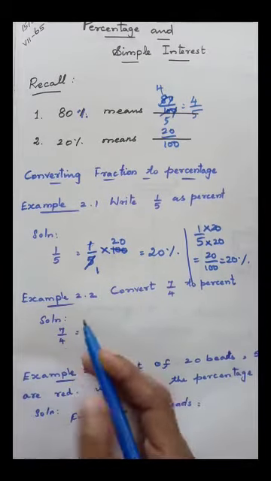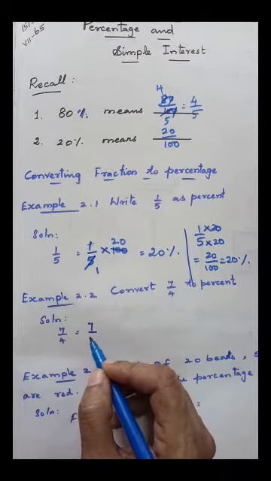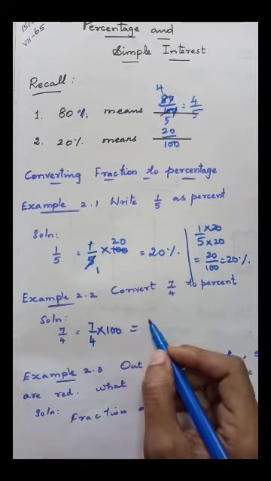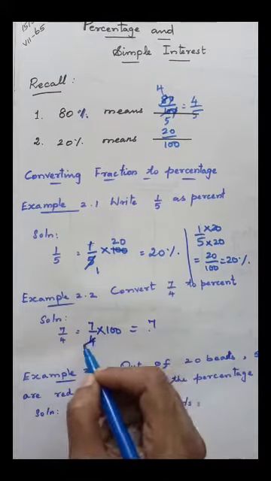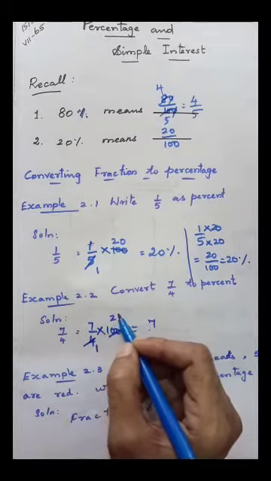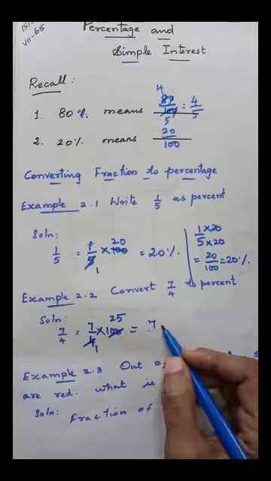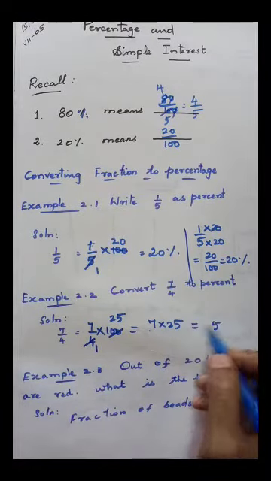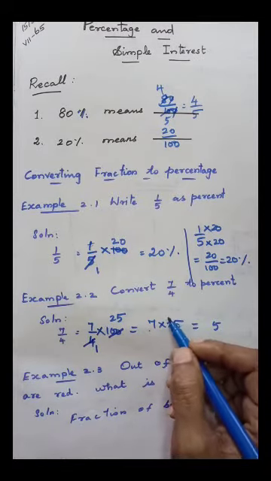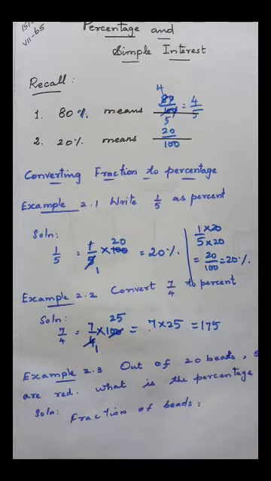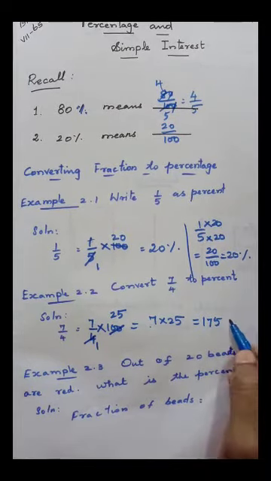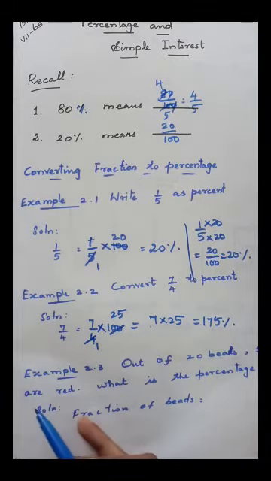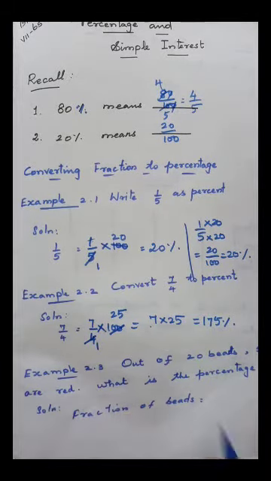Okay. Example 2.2. Convert 7 by 4 to percent. Solution: 7 by 4. You can multiply this by 100. So it will come as 7. You can cancel 4 one time. 25 4s are 100, isn't it? So 7 into 25. 7 5s are 35. Remainder 3. 7 2s are 14 plus 3, 175. So 175%.